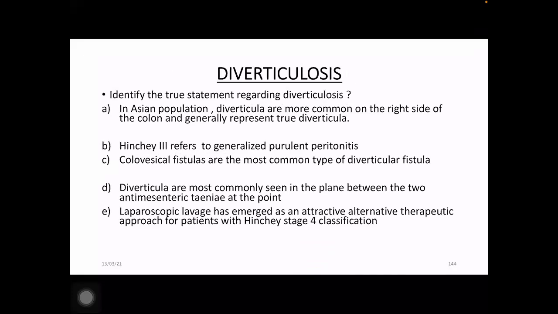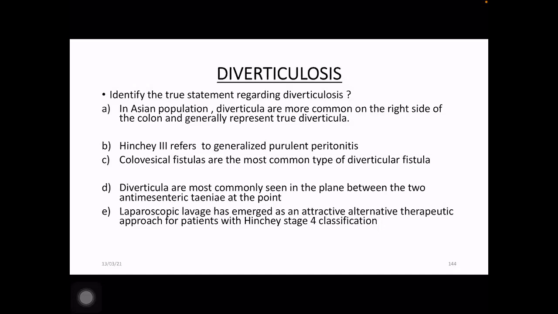Fine. So the next few points on diverticulosis. Let's do this MCQ. Identify the true statement regarding diverticulosis. In the Asian population, diverticula are more common on the right side of the colon and generally represent true diverticula. True or false? False. No, it is true. There is a condition called endemic diverticulosis, which is common in the Asian population. Only in the Western population will we see the typical diverticulosis, commonly seen in the sigmoid colon, which is because of dietary habits. Whereas in the Asian population, this is a type of endemic diverticulosis, which is common on the right side, and it is all true diverticula. This is a point which is given in Shackelford.